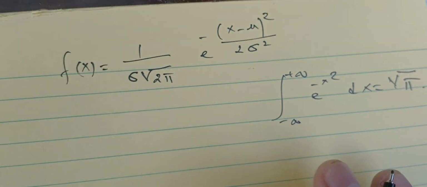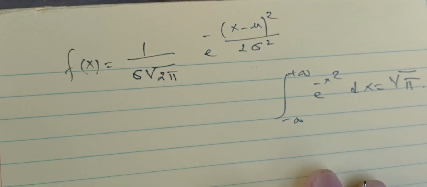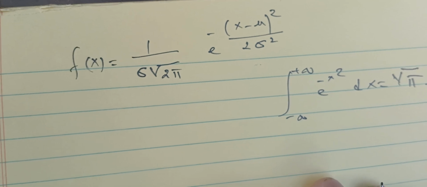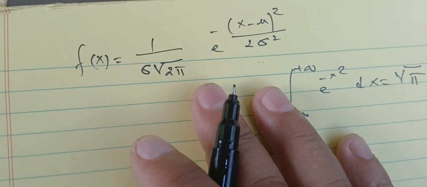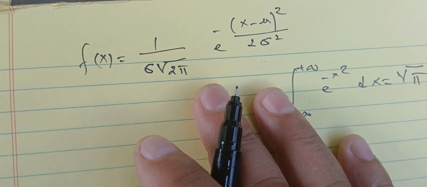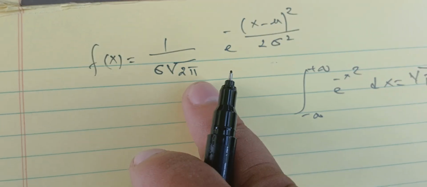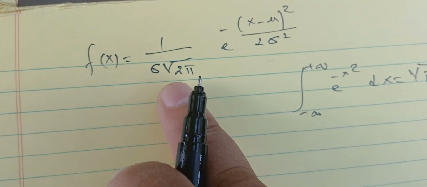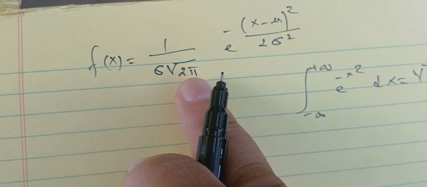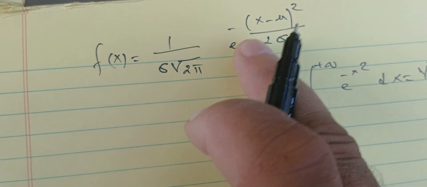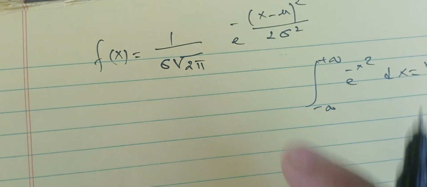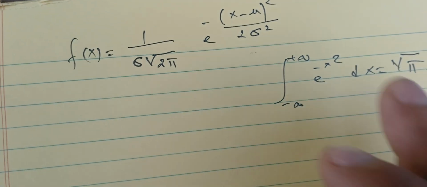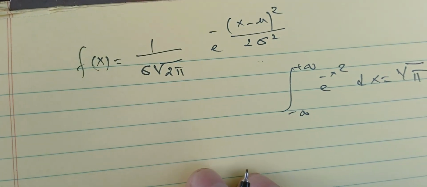In this video, we're going to compute the mean for the normal distribution. Our random variable has the probability density function given by 1 over sigma times the square root of 2 pi times e to minus (x minus mu) squared over 2 sigma squared. Here we have the probability density function.